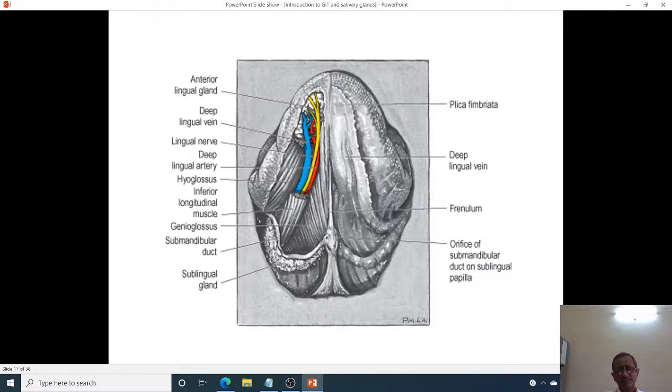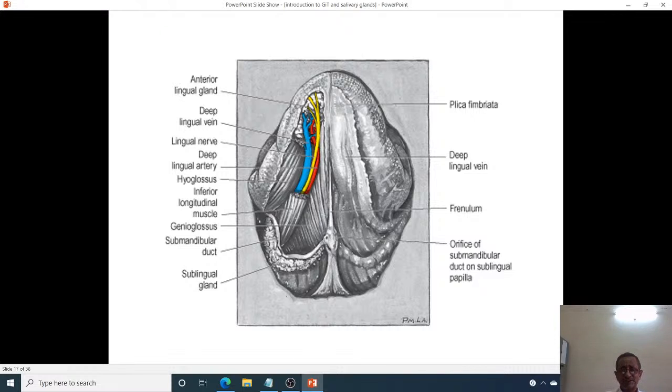And of course, on the ventral surface of the tongue, we are seeing the frenulum that is attaching the tongue to the floor of the mouth, and we are seeing the submandibular gland ducts on the sublingual papillae. So here we are seeing the ducts of the submandibular gland opening, and of course we are seeing a number of sublingual glands. So that is the tongue, wherein we have a dorsal surface and a ventral surface.